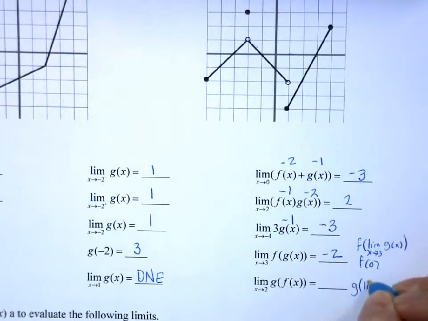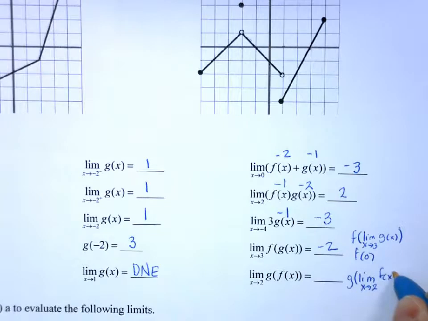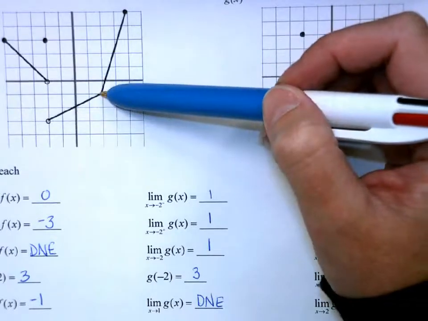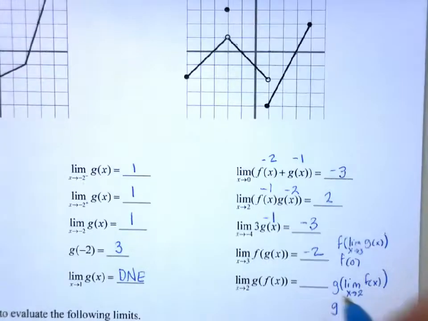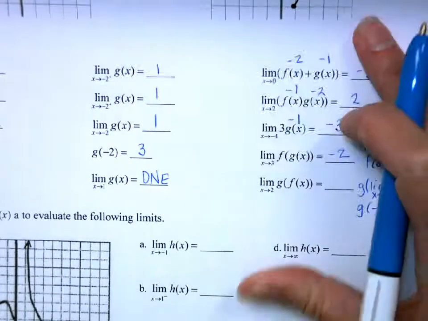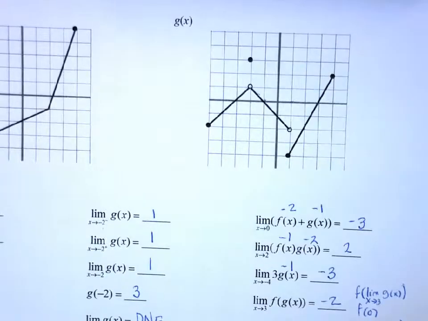G of the limit as x goes to 2 of f of x. So we'll go to 2. The limit at 2 is negative 1. So now this is g of negative 1. So go to the graph of g at negative 1, which is at 0.